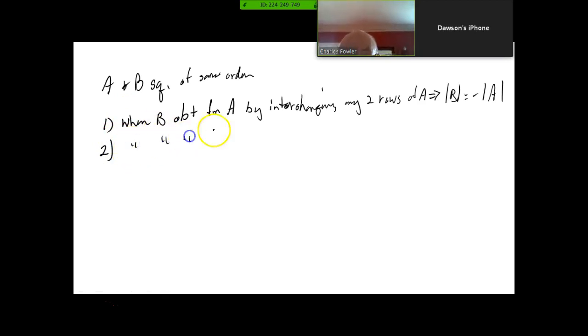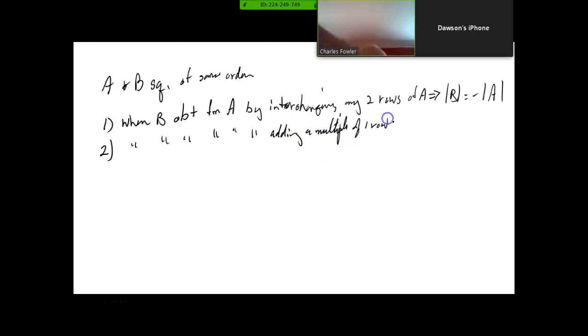When B is obtained from A by adding a multiple of one row to another, then the determinant of B is the same as the determinant of A, which is a very nice thing to have.